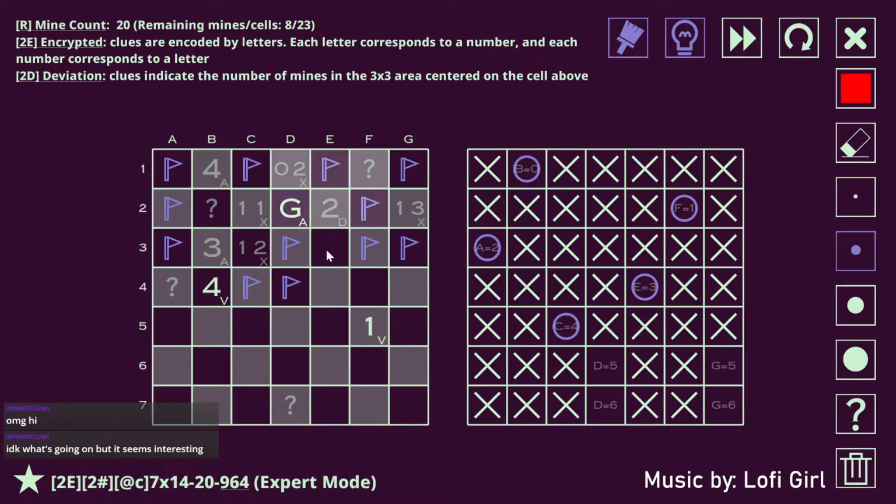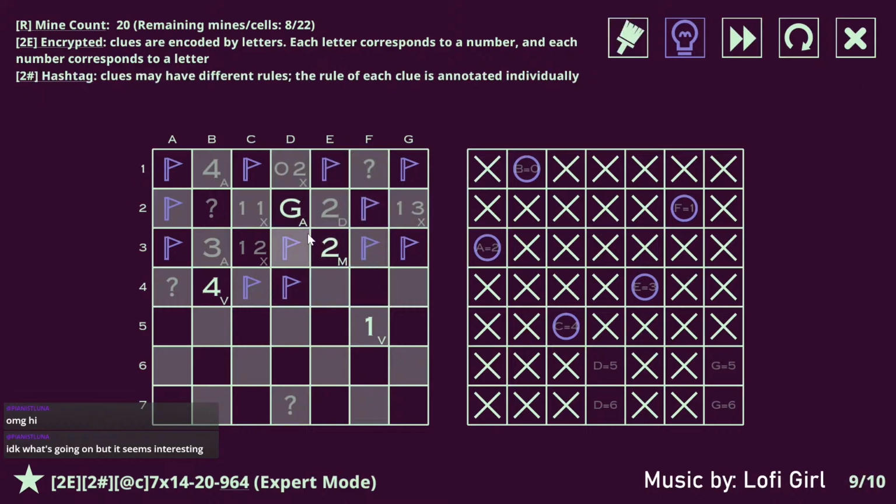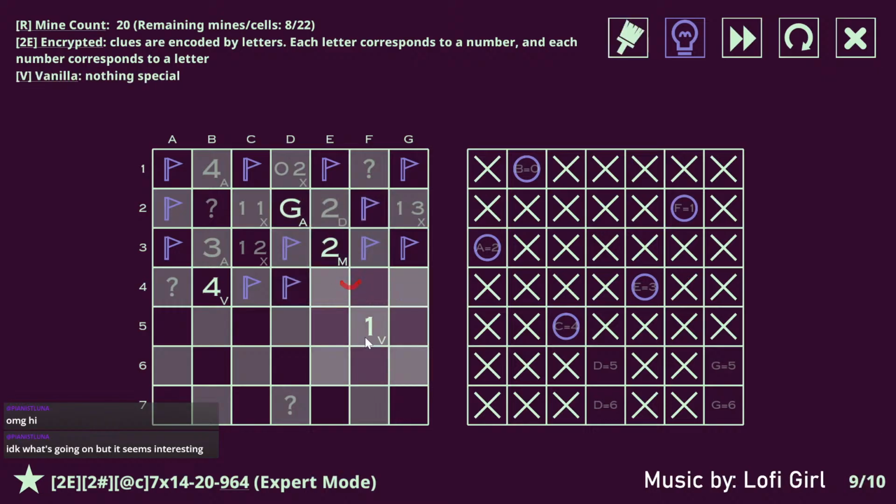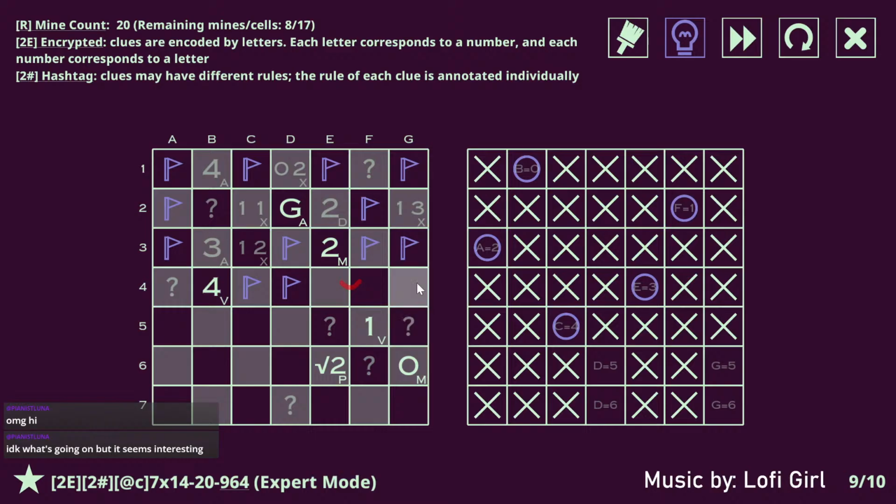But it could be large enough to be there can't be a mine here, otherwise you would see 7 mines total. So that's empty. This is 2 mod 3, C's 4, so it must see 5, meaning there's 1 mine here. And that perfectly completes 1 vanilla. So it's all empty. That's a mine, that's empty. 0 mod 3 means that both these are empty. This must see something root 2 away, so that's a mine. G is now 5, definitely.